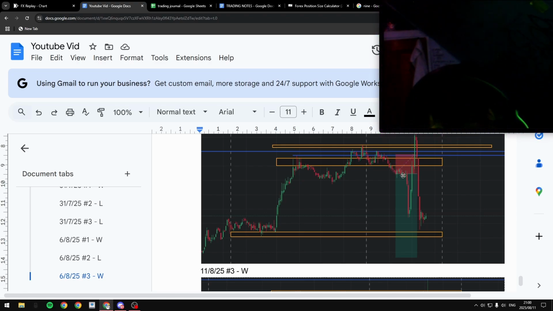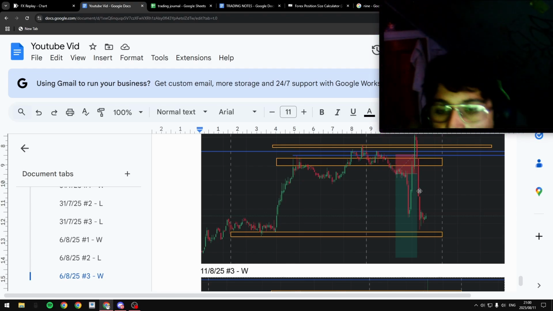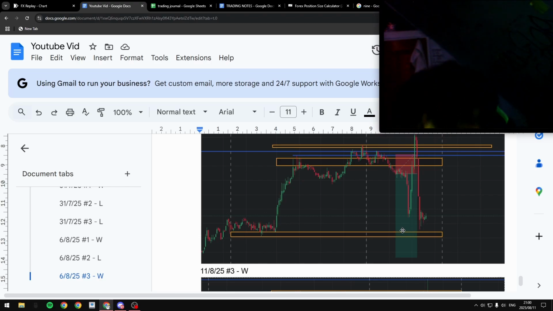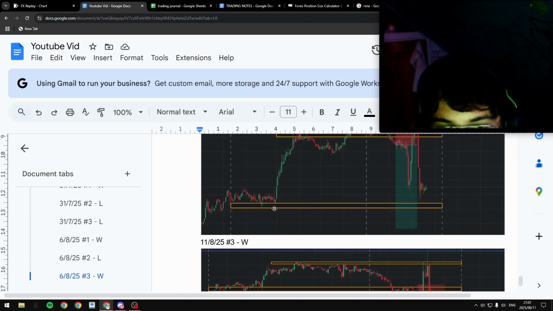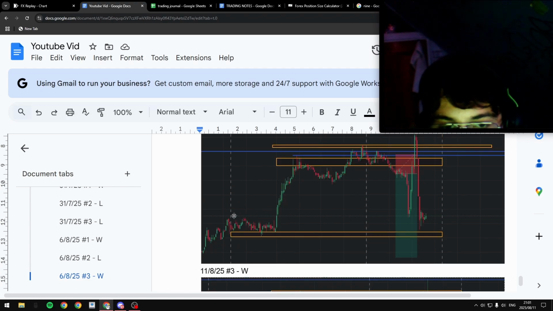It gets retested, and then I made take profit 2 down here again, but it should have been like probably here. But there was no real liquidity in here, so I should have just made take profit 1 here for 1-to-1, and take profit 2 for 2-to-2.